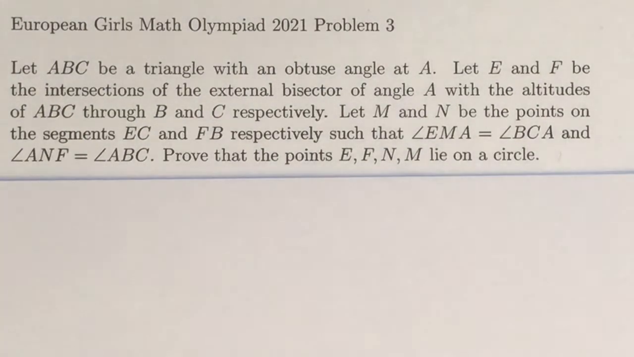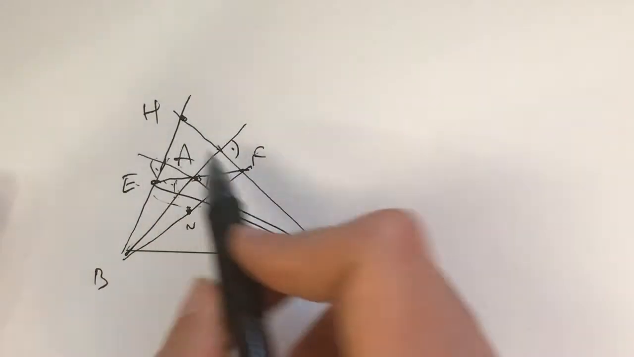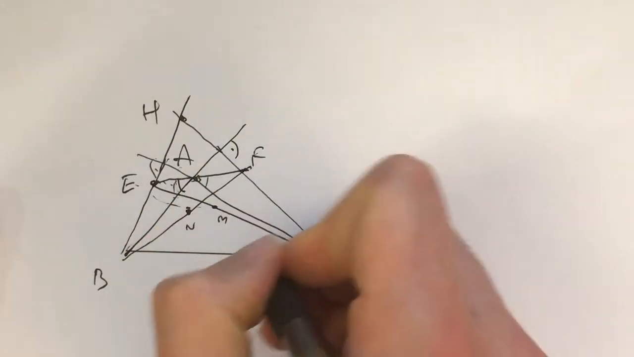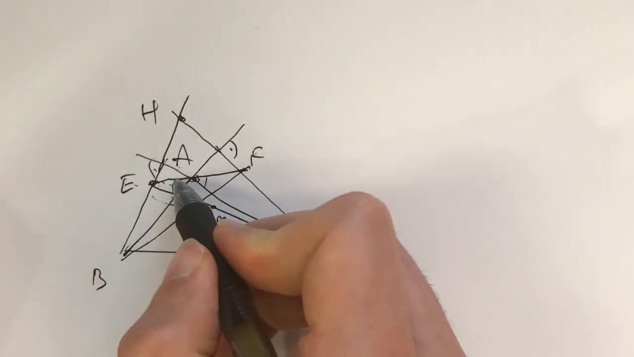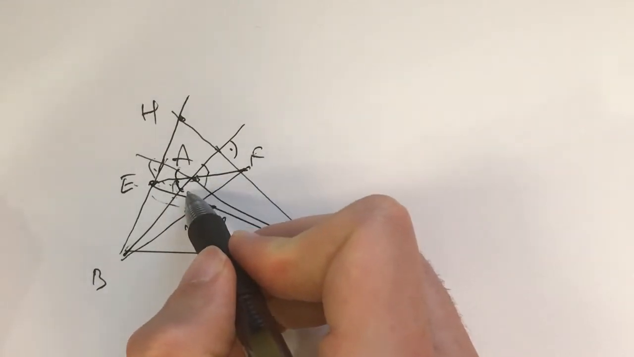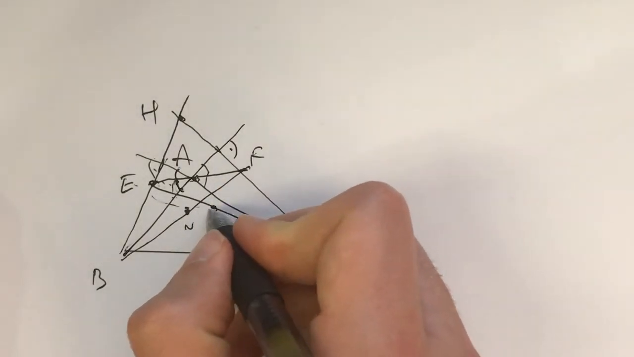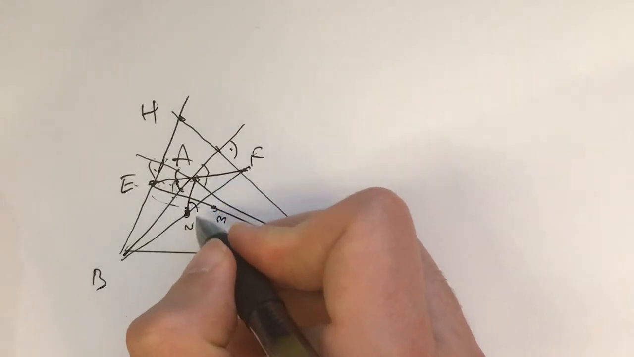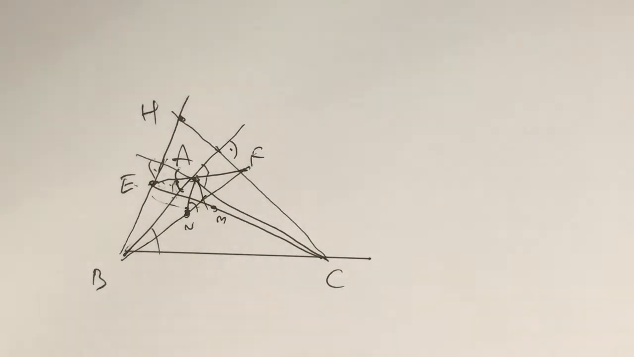So now, let's begin. The first thing you notice in this problem, as you draw E and F, is that BAC is obtuse, a weird condition. Then you see it's this external bisector of BAC with these altitudes from B and C, very interesting. And then M and N are points such that this angle equality holds. It's a very weird sort of picture.